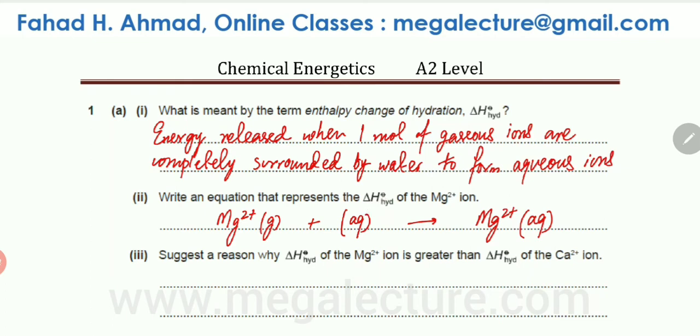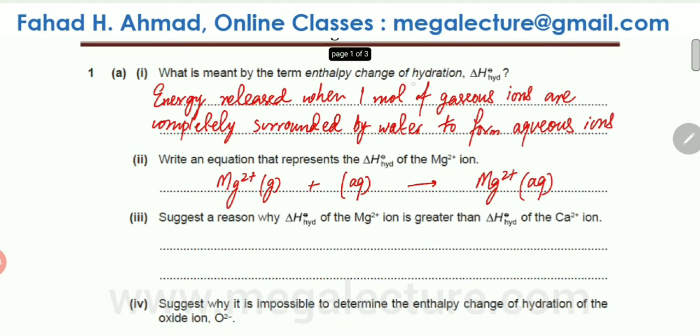The next part of the question is, suggest a reason why the enthalpy change of hydration of magnesium ions is greater than the enthalpy change of hydration of calcium ions. The first thing is that between Mg2 plus and Ca2 plus, the Mg2 plus ion is a smaller ion. It has a smaller ionic radius. It's higher up in the periodic table. They're in the same group, so it has one shell less. So it's a smaller ion.